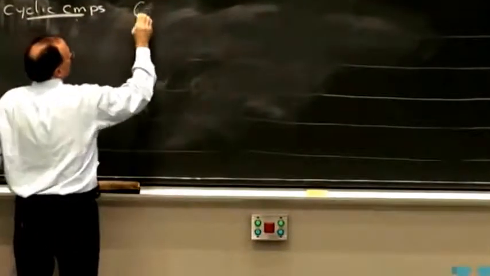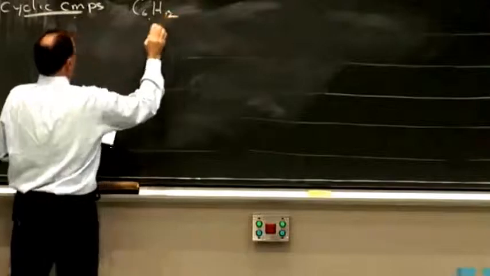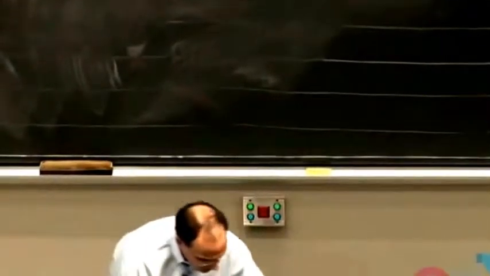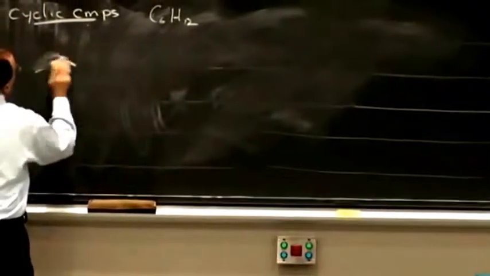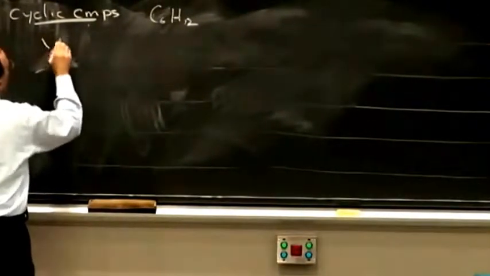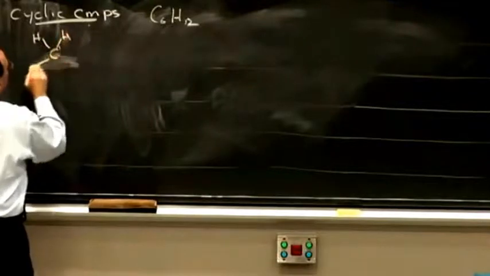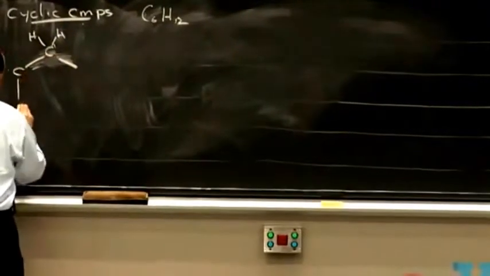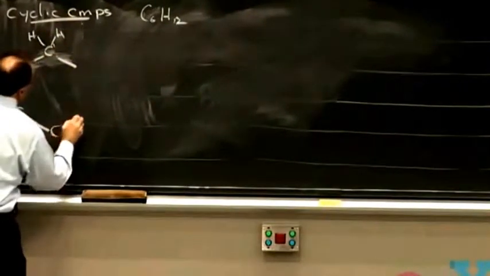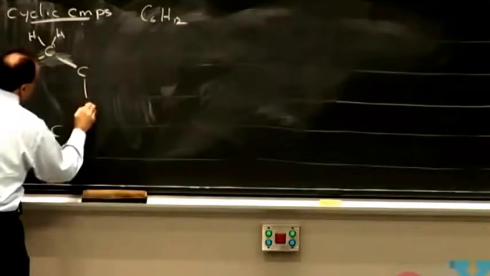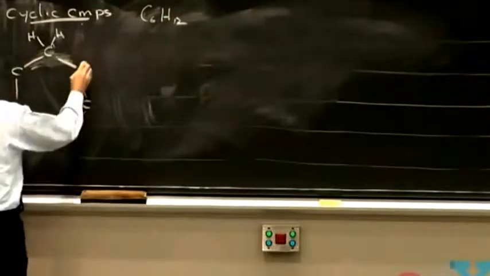So cyclohexane, I'll do that one here. Here's cyclohexane. Let's just do it here. See, it's hard to draw. It's got 6 carbons, as the name implies, hexane, and each one of them has two hydrogens.